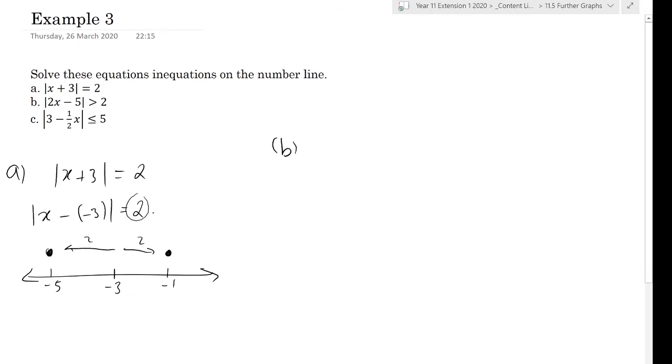Okay, getting a little bit harder. The absolute value of 2x minus 5 is greater than 2. So when we've got something like this, again, we want it in the form where we've got the absolute value of x minus b is equal to a. That is, x minus some distance is equal to the distance apart that they should need to be. Or x from some point is equal to a distance, or in this case, it's the values where it's greater than that. So what are the values between 2x and 5 that are greater than 2 away?